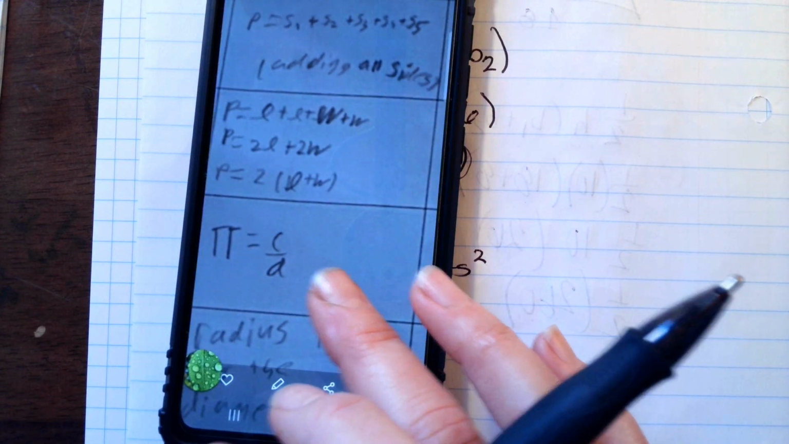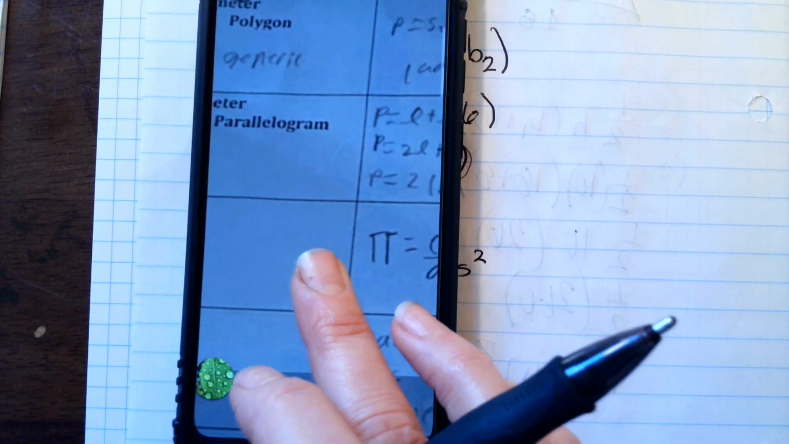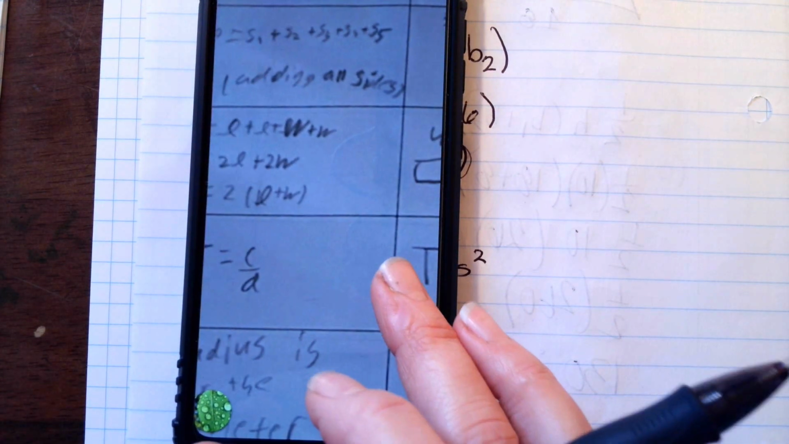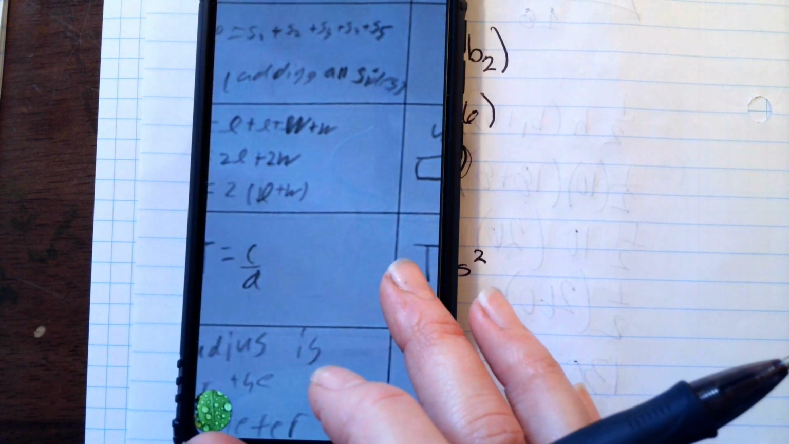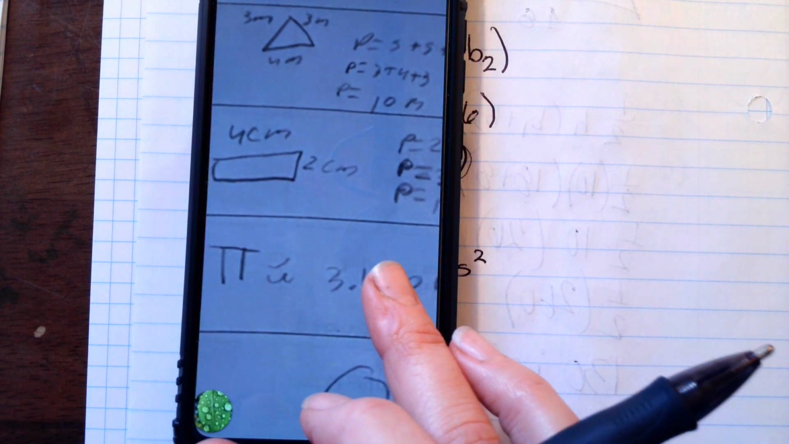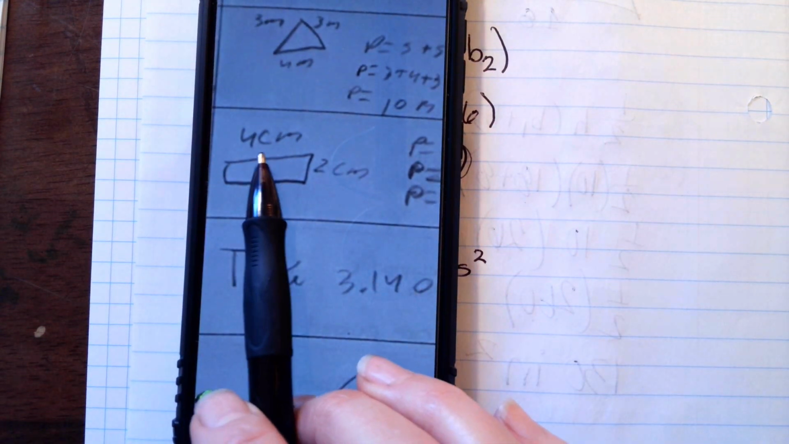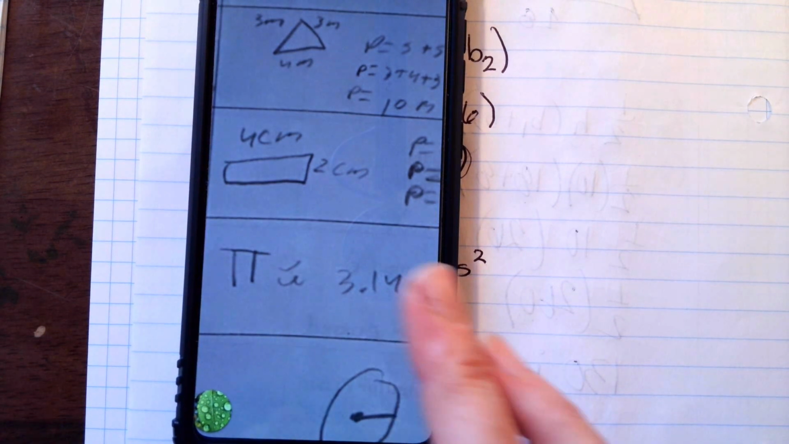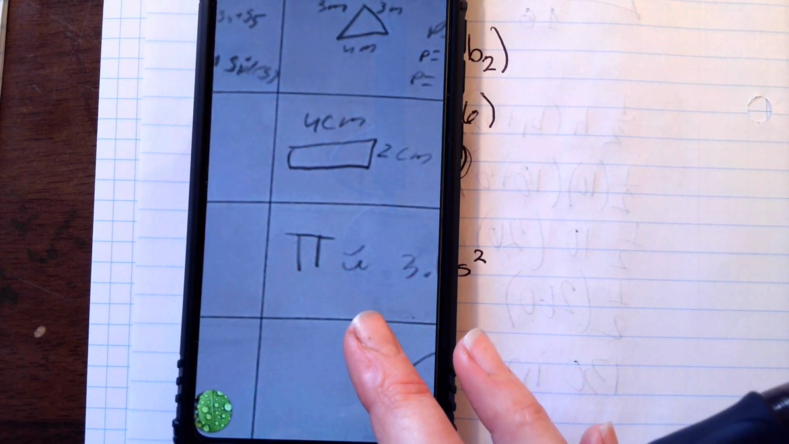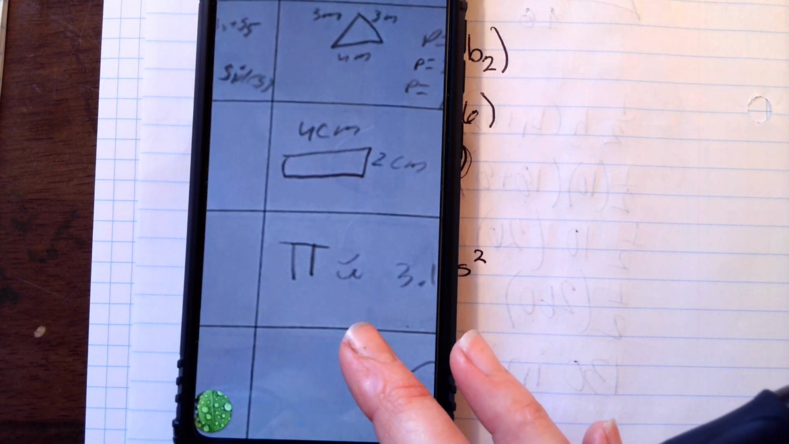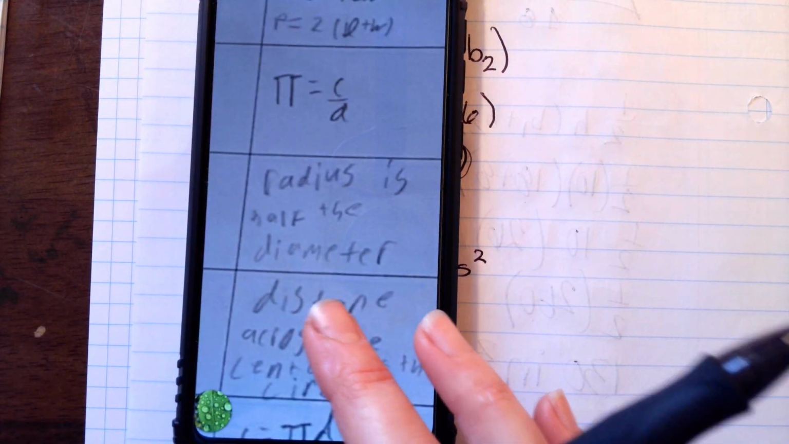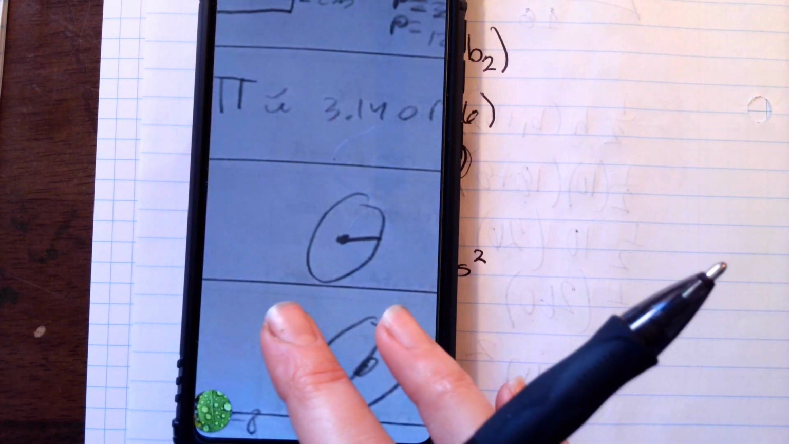And then the perimeter of a parallelogram is length plus width, which we just do 2 times length plus 2 times width. And then you would do P equals 2 times length 4 plus 2 times width 2, 12 centimeters. Yep. All right. Pi is 3.14.